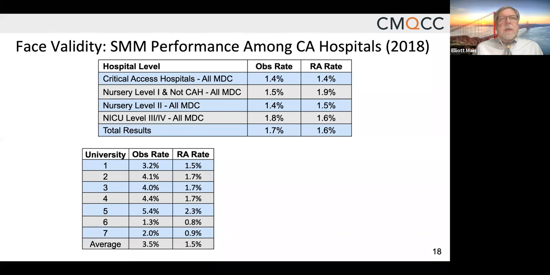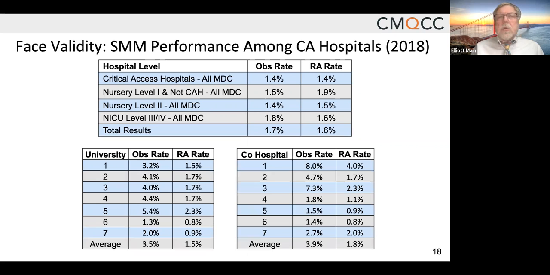When you risk adjust the university hospitals for their patient population, they actually adjust down to the state average, 1.5% versus the state average of 1.7%. And that's really kind of interesting how that works. The other population that people worry about being disadvantaged by their patient population are the large county hospitals in California. Next slide shows those 7 large county hospitals. These would include places like LA County, San Francisco General, Santa Clara Valley, and the like.